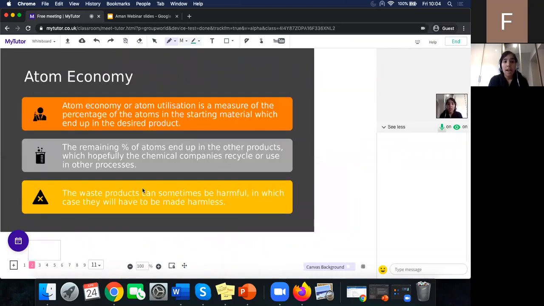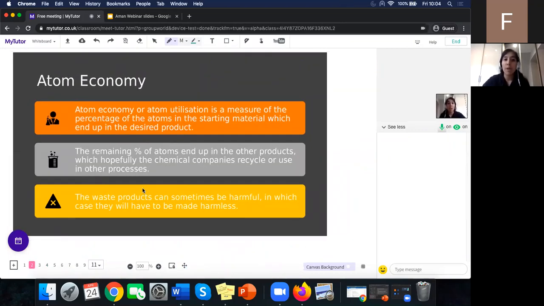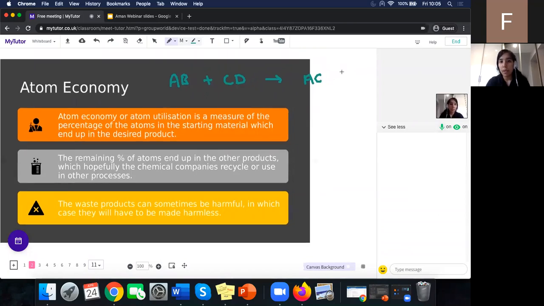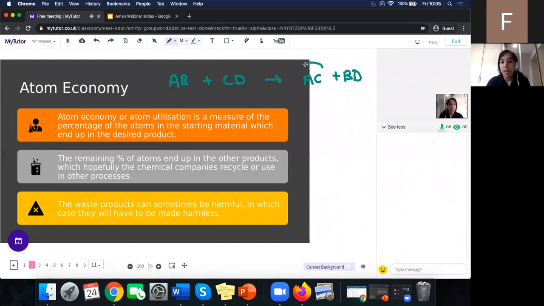So today we're looking at atom economy or atom utilization, which is a measure of the percentage of the atoms in the starting material which end up in the desired material. The remaining percentage of atoms end up in other products. So what that means is if, for example, we have AB plus CD reacting together, and that produces AC plus BD, let's say, then the atom economy, if AC is our desired product, would be AC divided by the reactants, which would be AB plus CD. So that would be the atom economy here.